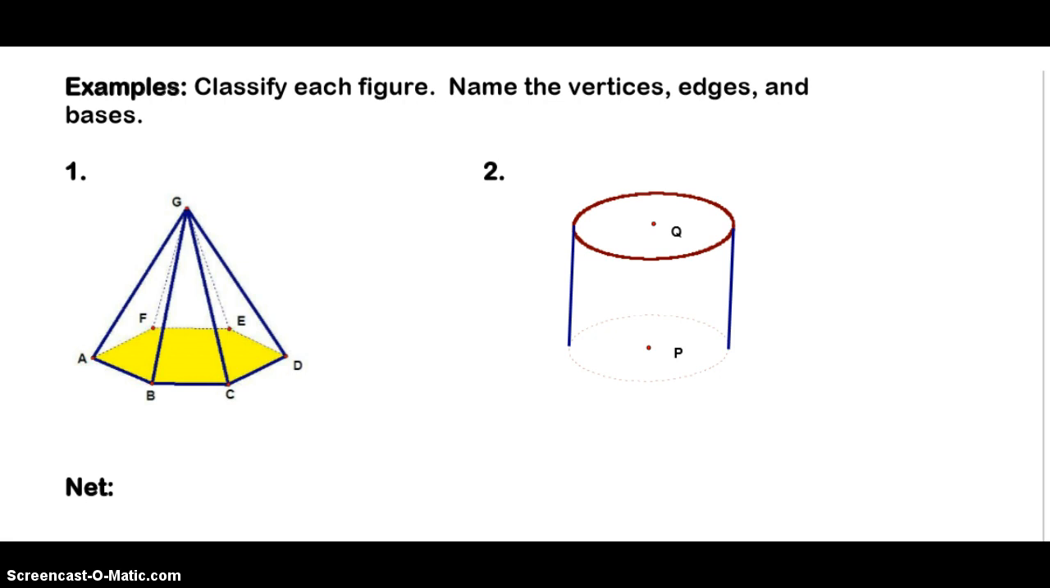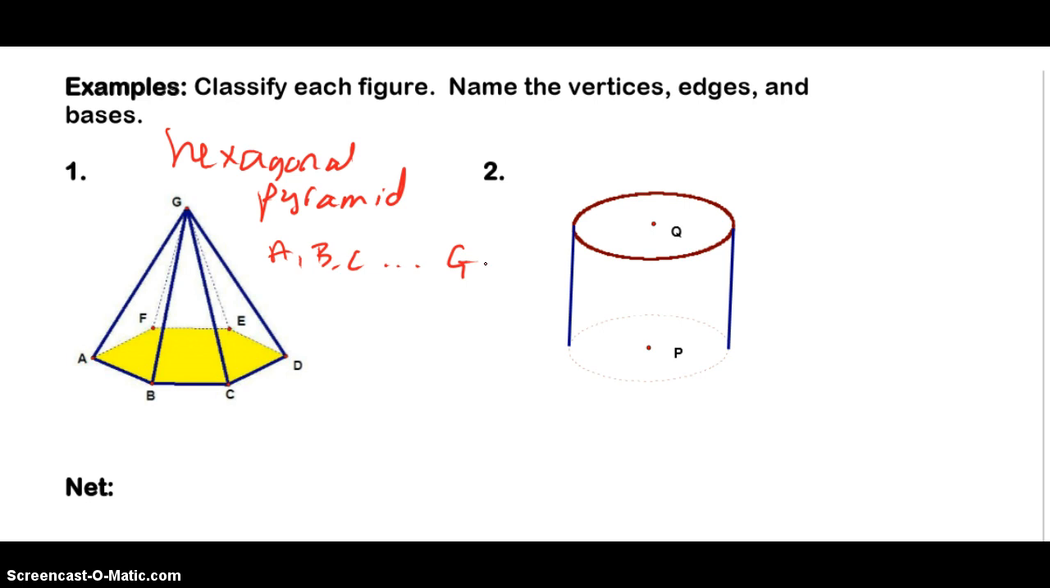So this right here is a hexagonal pyramid. Hexagonal pyramid. And it's not a prism because it doesn't have 2 congruent bases that are parallel to each other. So if we're going to name the vertices, we would say, well, A, B, C, all the way to D, E, F, G. See all those? Those are all the vertices.